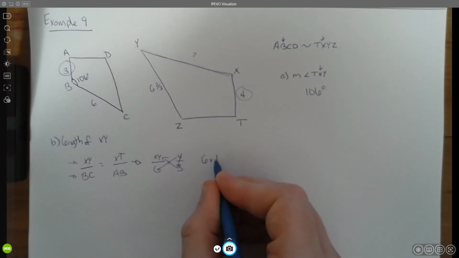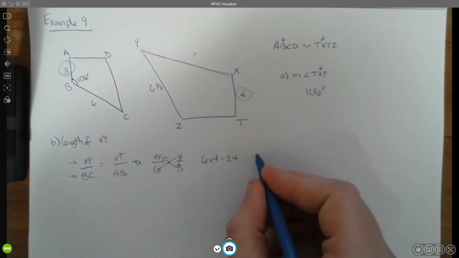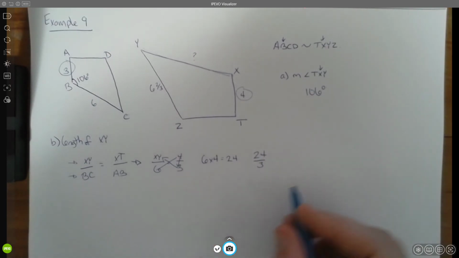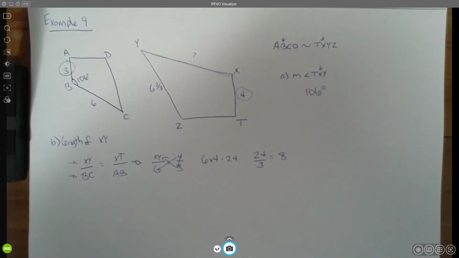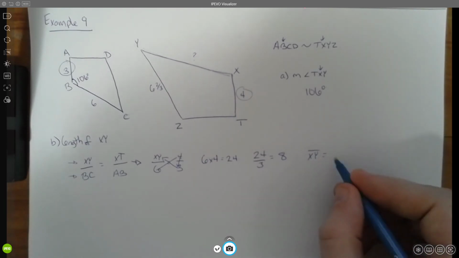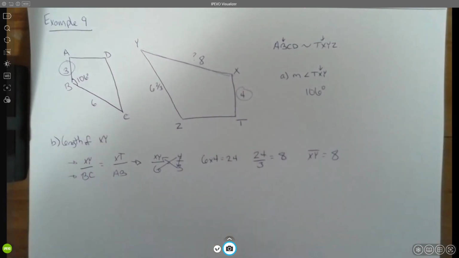So 6 times 4 is going to give us 24. Then we do 24 divided by 3, going down now, which is going to give us an answer of 8. So what that means is that side length XY equals 8. That's that missing bit of information there that we did not know before.